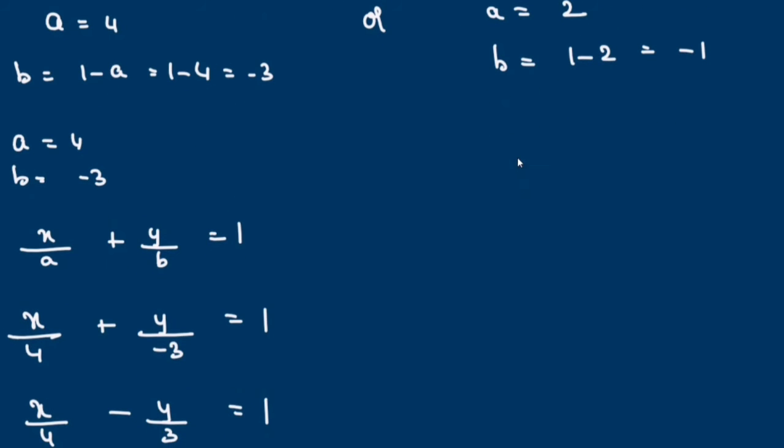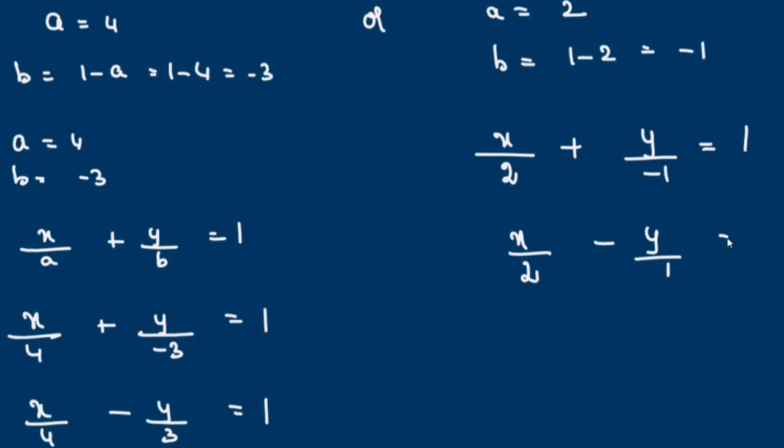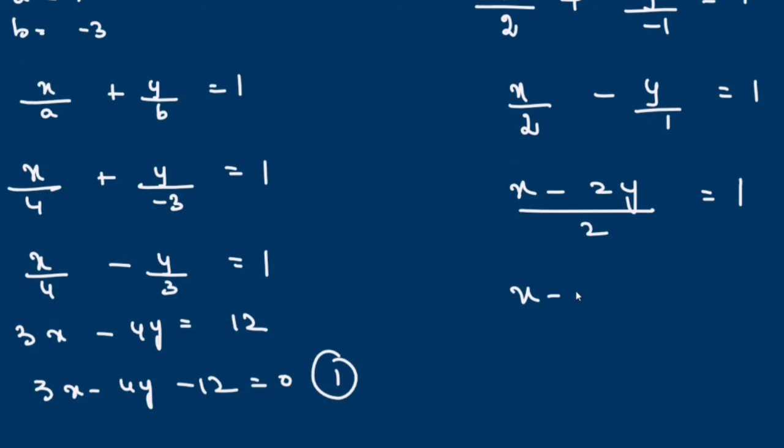Similarly, you get another equation here. Same thing. Put A is 2 and B is minus 1. So x by 2 plus y by minus 1 is 1. So x by 2 minus y by 1 is 1. So take the LCM, x minus 2y, 2 by 2. The 2 you take it to the other side. So x minus 2y is 2. So x minus 2y minus 2 equal to 0.